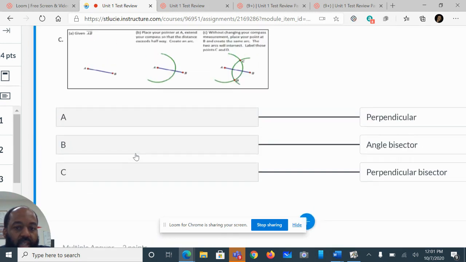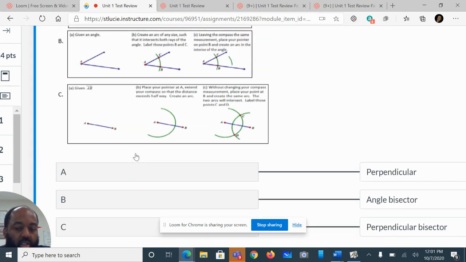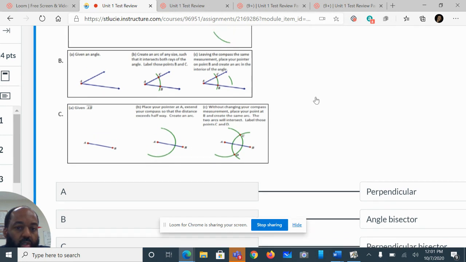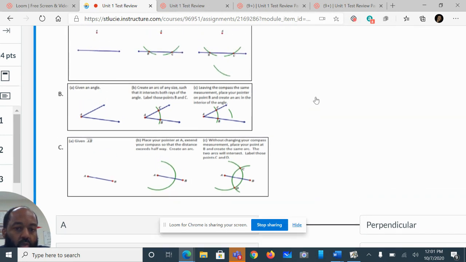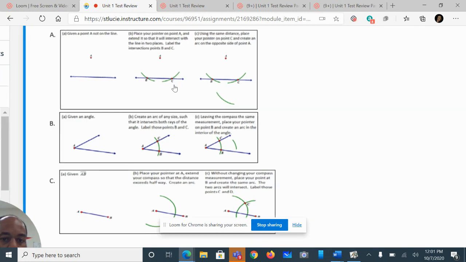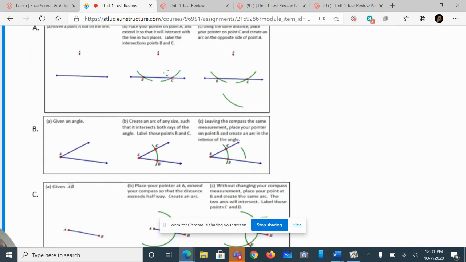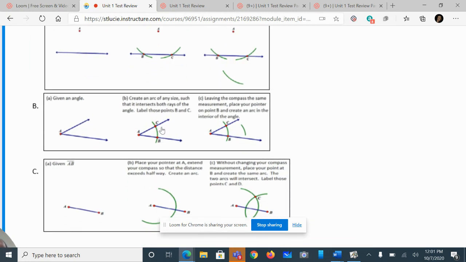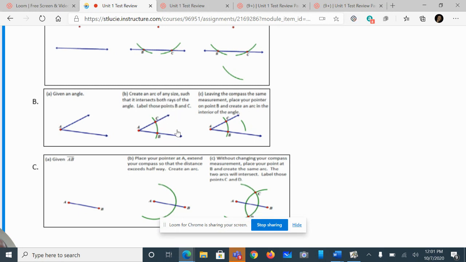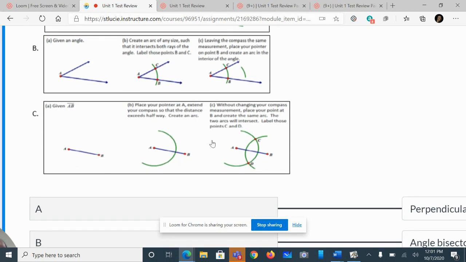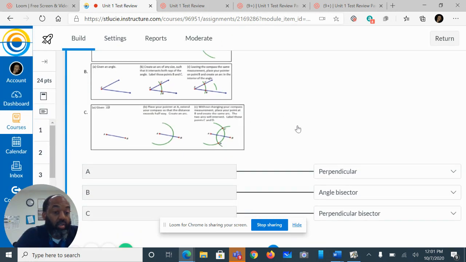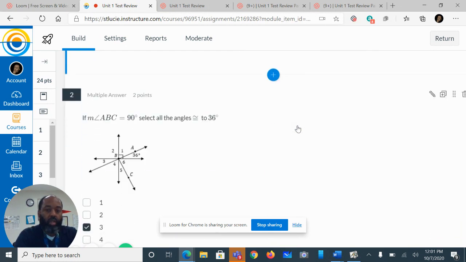And last but not least are the constructions. These you just have to kind of remember, the constructions on how this works. So anyway, the first one is a perpendicular to a line. This one is an angle bisector. And this one right here is a perpendicular bisector. And you've got to match them. And I know there's one on the main test like this. So hopefully this helps. And I think that's it.